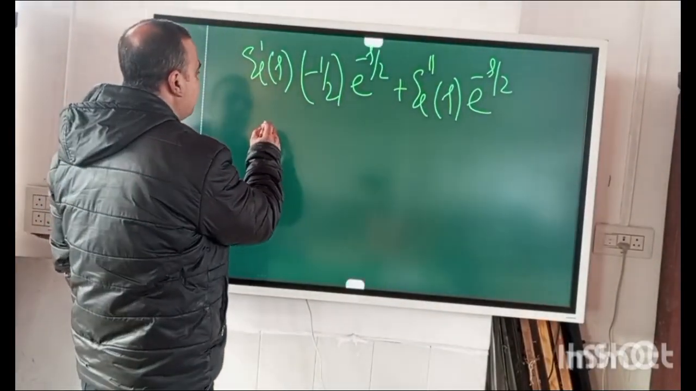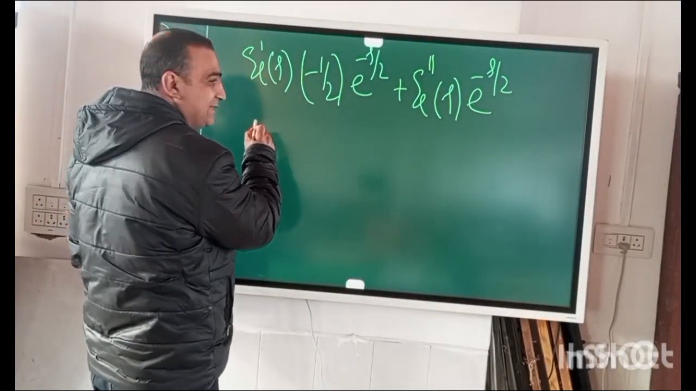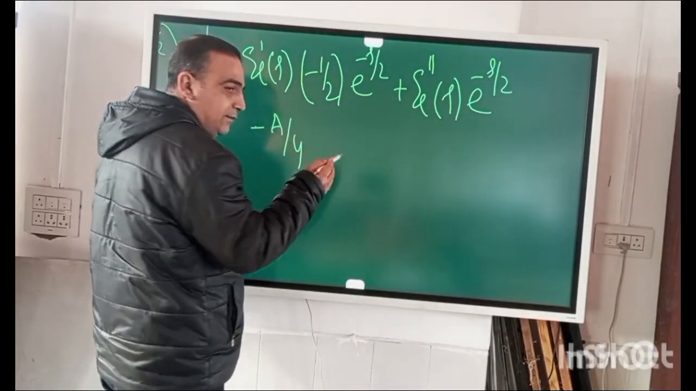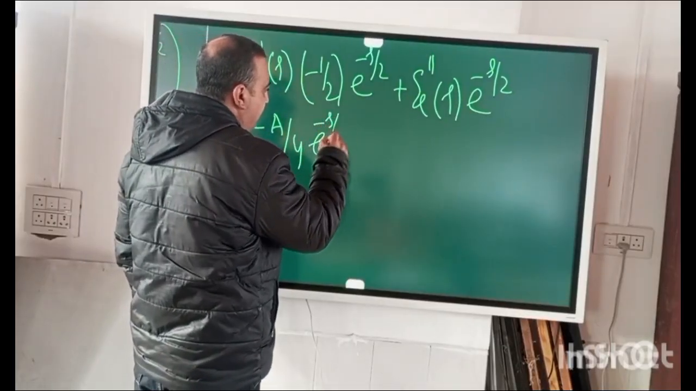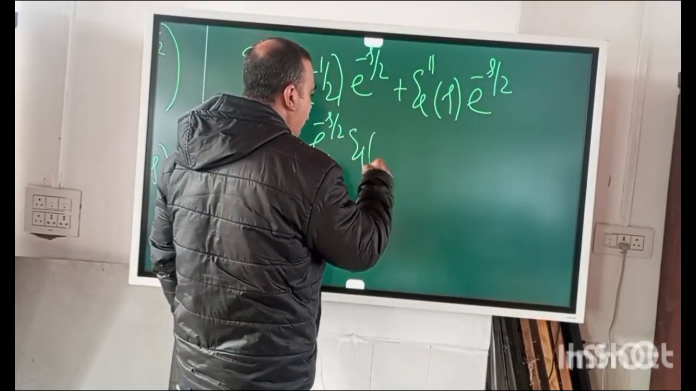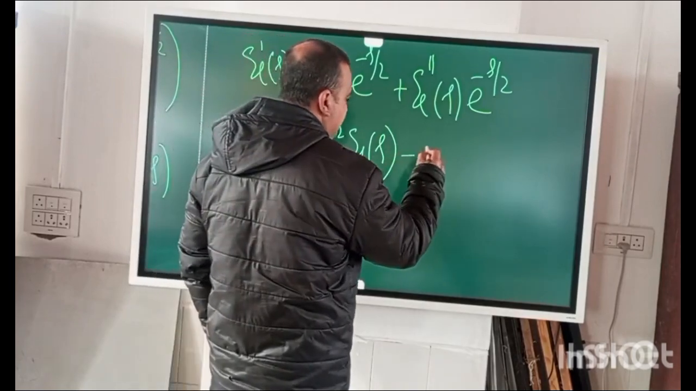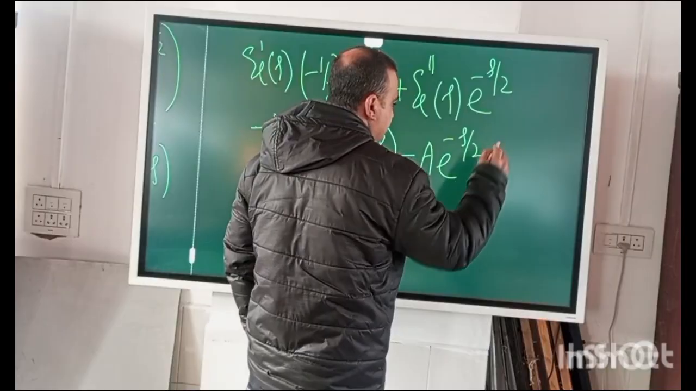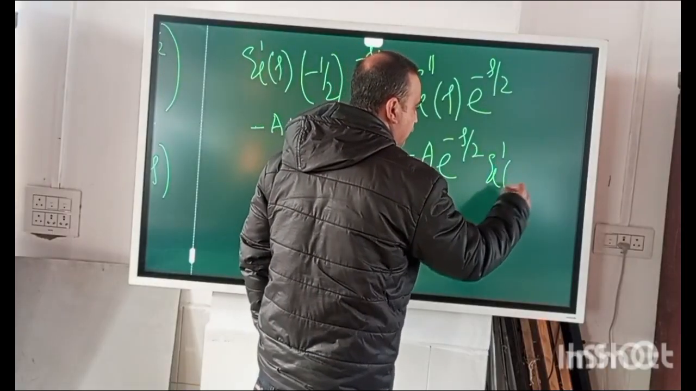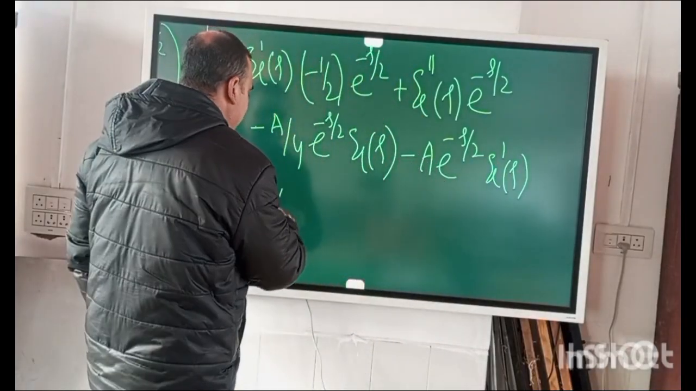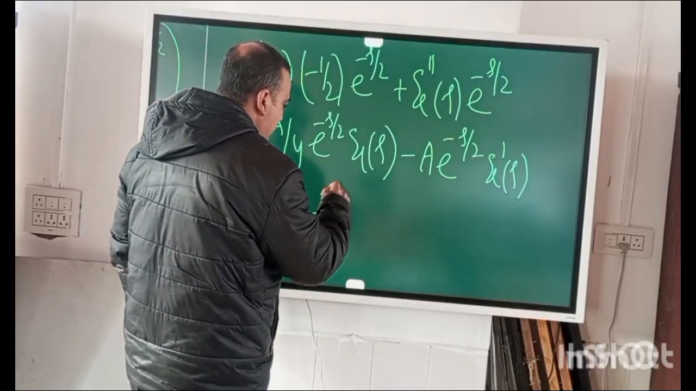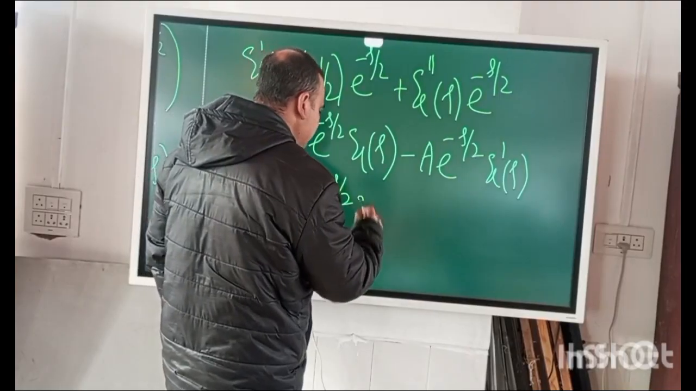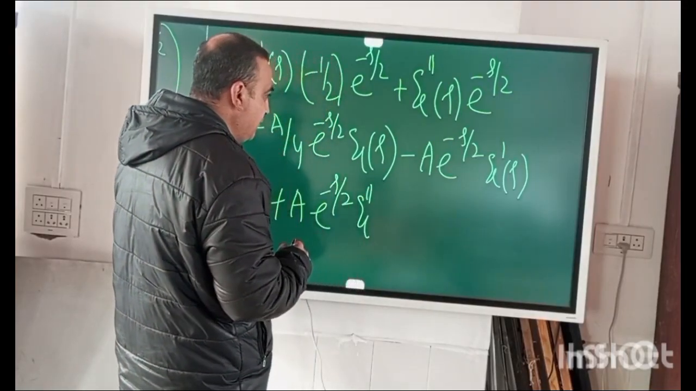It's minus a by 4, e raised power minus rho by 2, zeta of rho, minus a, e raised power minus rho by 2, zeta dash of rho, plus a, e raised power minus rho by 2, zeta double dash. You should have got it common. Okay, that's it.